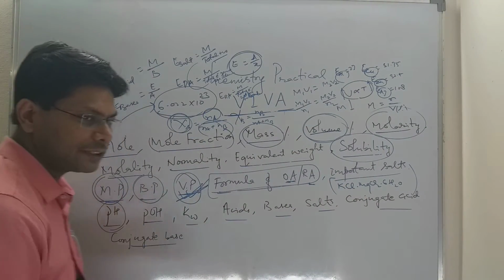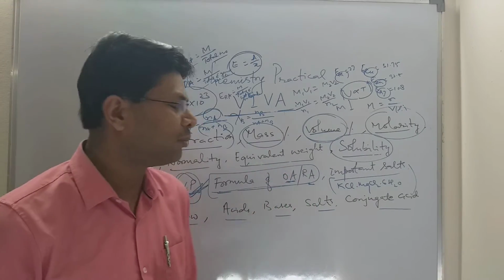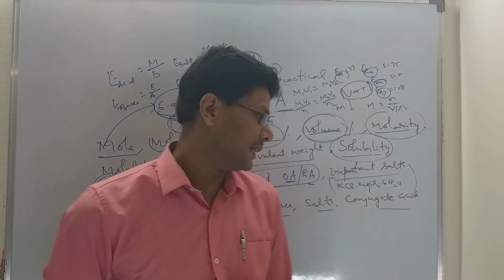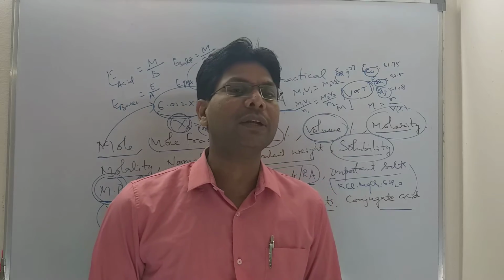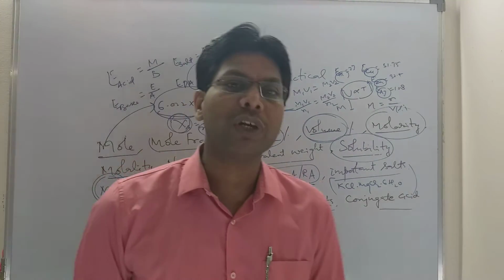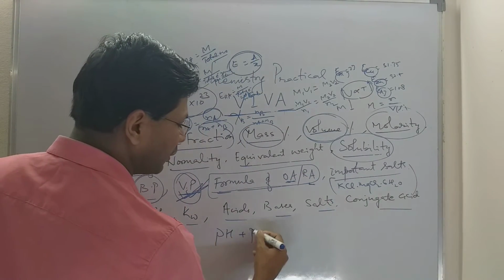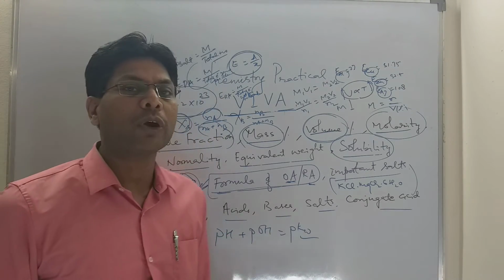Now coming to pH. pH is actually derived from the German word, where p means potential. It's the potential of the H plus ion concentration. So pH is the negative logarithm of H plus ion concentration in moles per liter. Now coming to pOH. pOH is the negative logarithm of OH minus ion concentration. So we know that pH plus pOH equals 14, or we can say pKw, where Kw is called the ionic product of water.